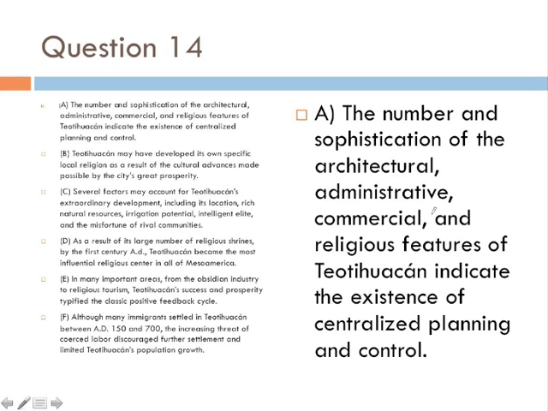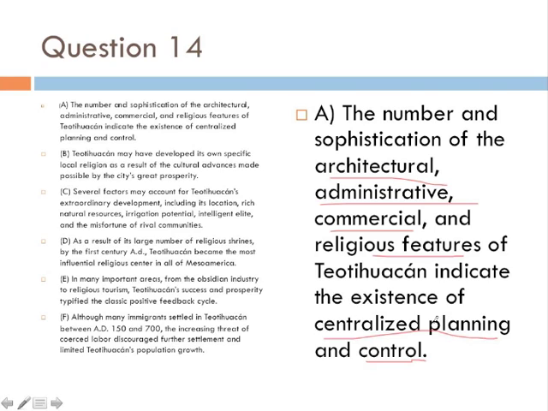The first one: the number and sophistication of the architectural, administrative, commercial, and religious features of Teotihuacan indicate the existence of centralized planning and control. Now, first off, we have to ask, is this in fact correct or true? And the answer is it is.